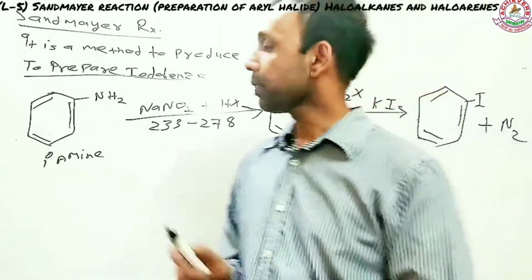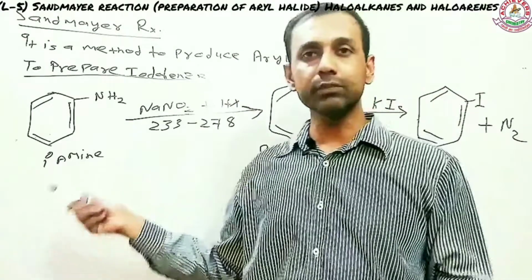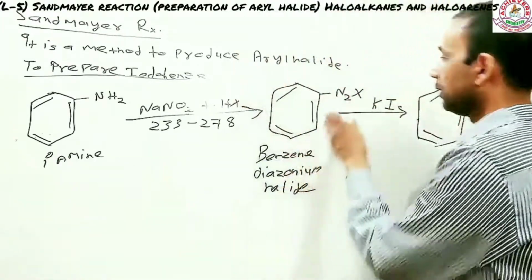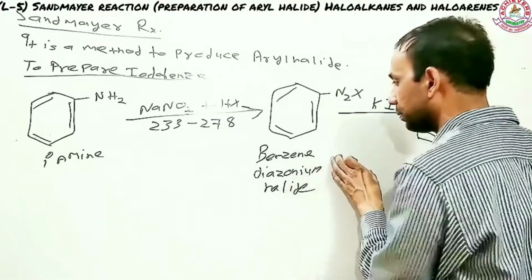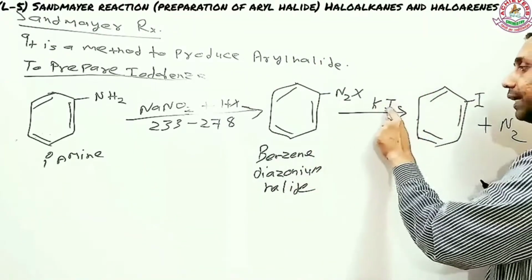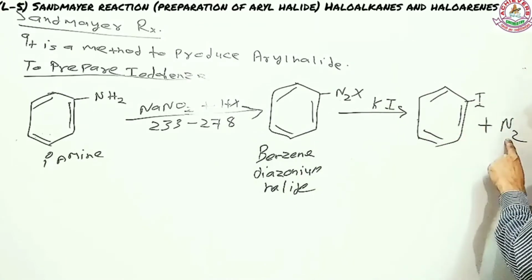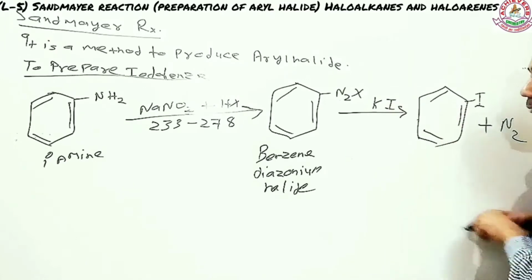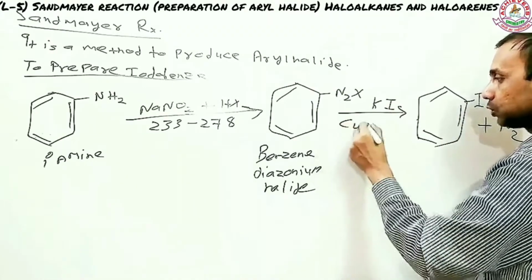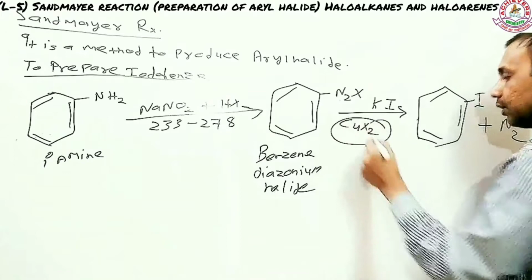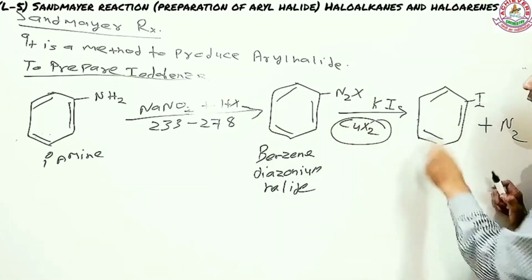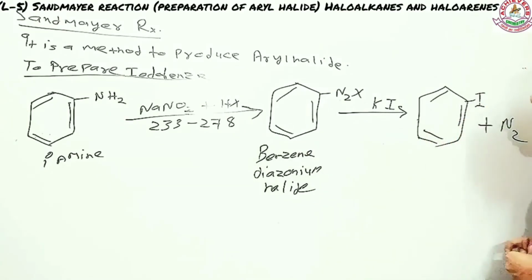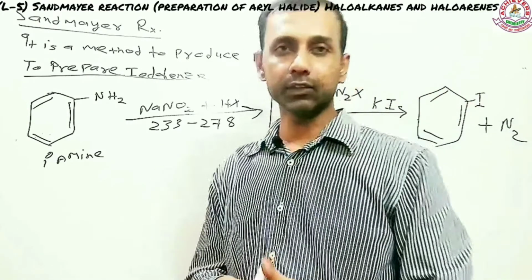I repeat back the whole thing. In the Sandmeyer reaction, aniline is treated with sodium nitrite and a hydrogen halide at this particular range of temperature, which gives a diazonium halide. And after the diazonium halide is prepared, if you react it with cuprous halide, you will form chlorobenzene or bromobenzene. But if you use KI, then you will produce iodobenzene. Right? Let me repeat back here. If you use CuX, then you can prepare chlorobenzene or bromobenzene. But if you use KI, you will be able to form iodobenzene. So this is what the Sandmeyer reaction is.